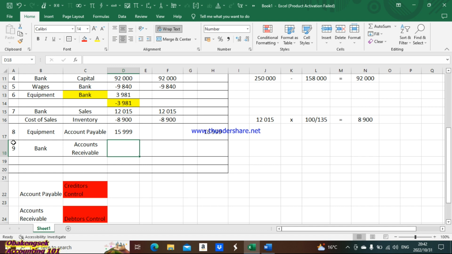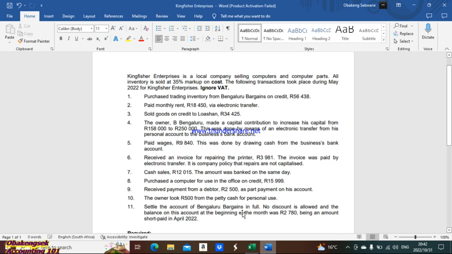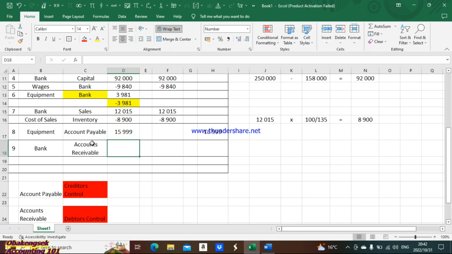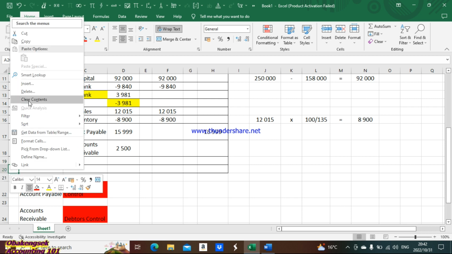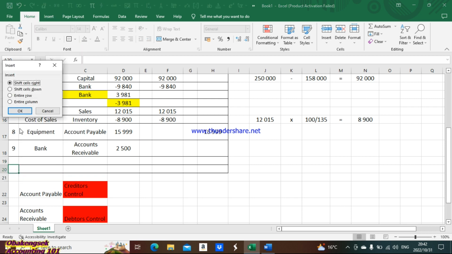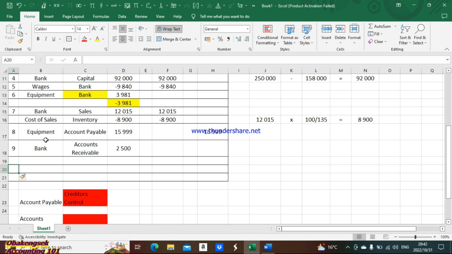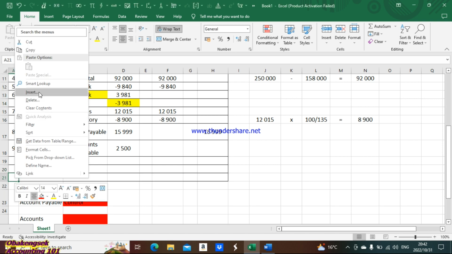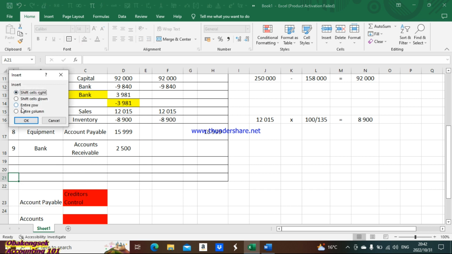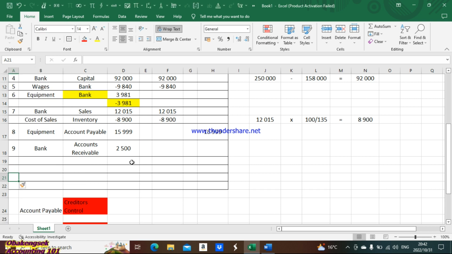So look at this. He paid how much? He paid 2,500 as part of his account. So our bank, we got money into our bank, 2,500. That's money that came into our bank. Let me do this, entire row. Let me just add another one just in case. So that's money that came into our bank.